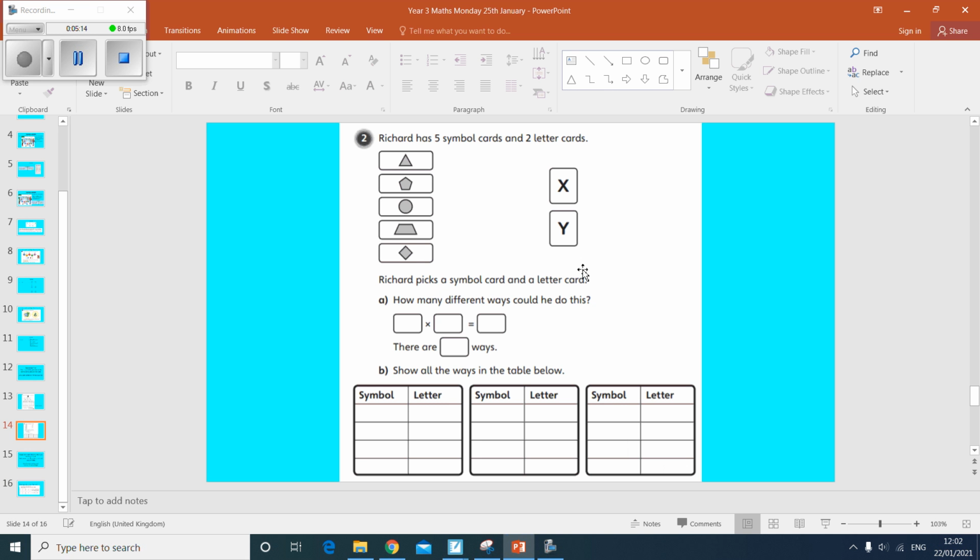Okay, for question 2, we've got some symbol cards and some letter cards. And Richard picks a symbol and a letter card. And we want to know how many different ways he could do that. Again, we're looking at the calculation here. So remember the multiplication for the number of ways, and then just show the different combinations in the charts.